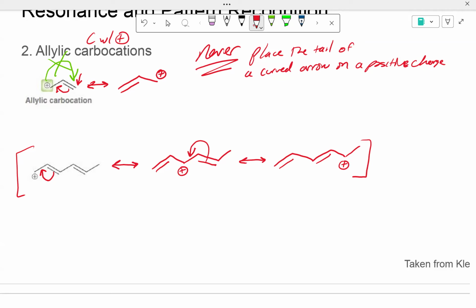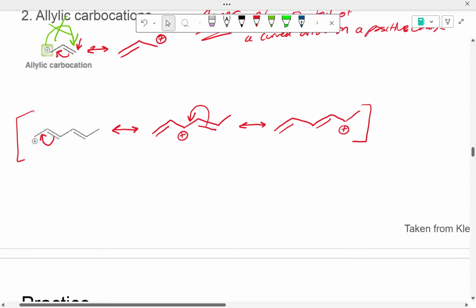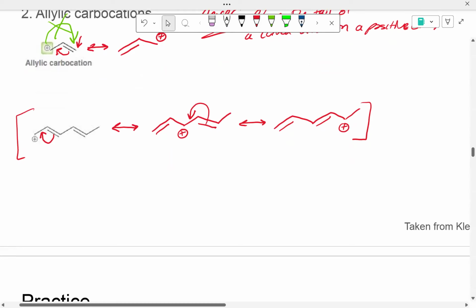They say, well, can things have more than one resonance form? Yeah, it's possible. Sometimes there is only one. Sometimes there are multiple ones. And this is, again, a good thing because we're distributing that positive charge across multiple atoms. Again, there's an example of resonance stabilization.